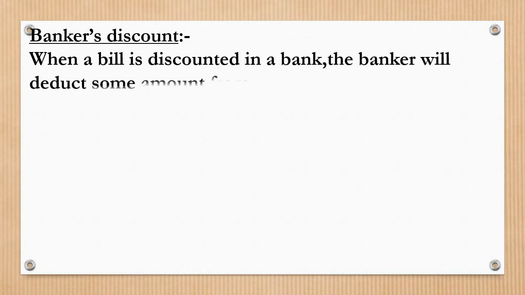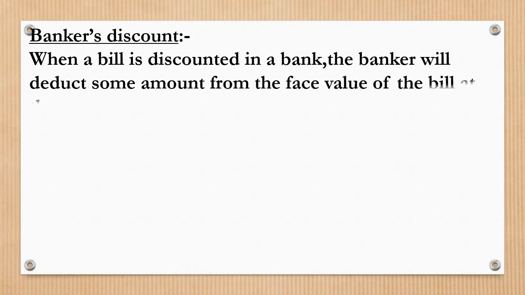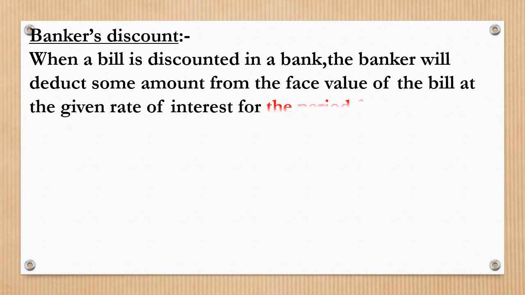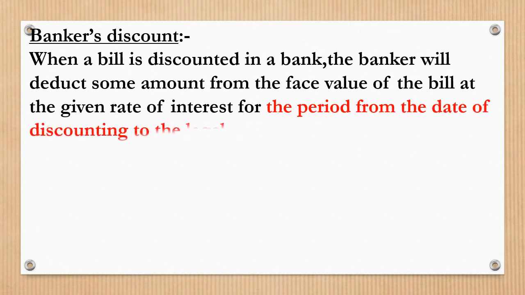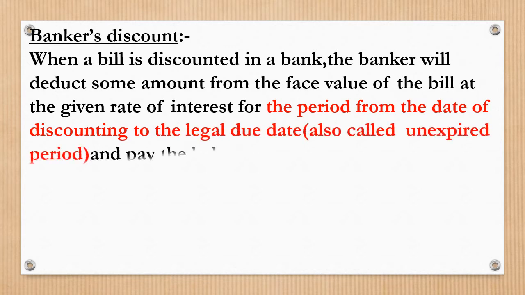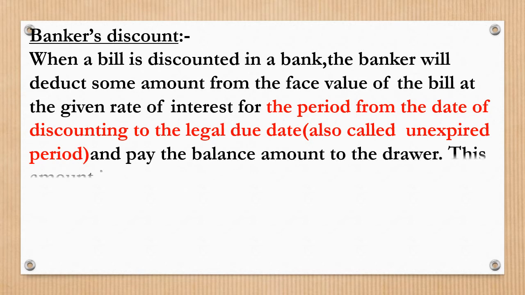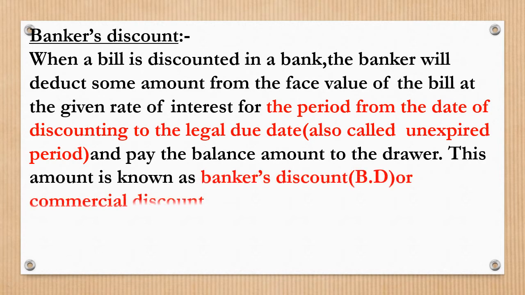When a bill is discounted in a bank, the banker will deduct some amount from the face value of the bill at the given rate of interest for the period from the date of discounting to the legal due date. It is also called the unexpired period. It's not written in your textbook. And pay the balance amount to the drawer. This amount is known as banker's discount or commercial discount.